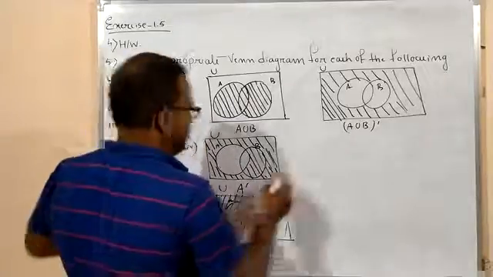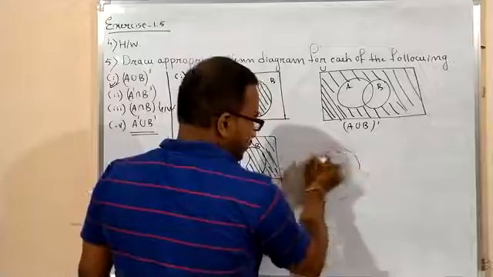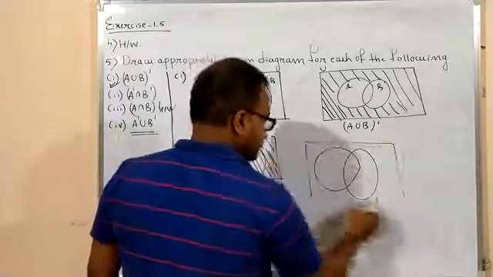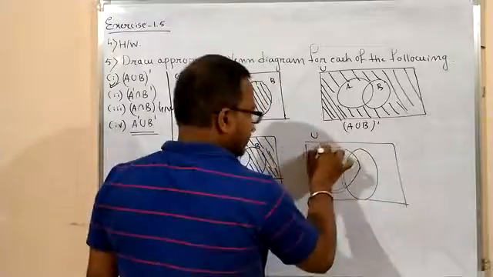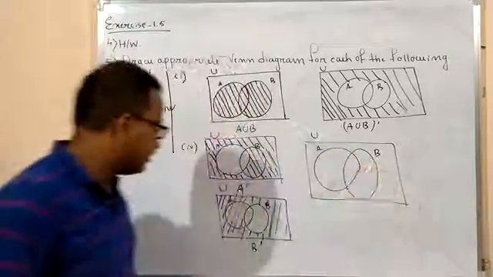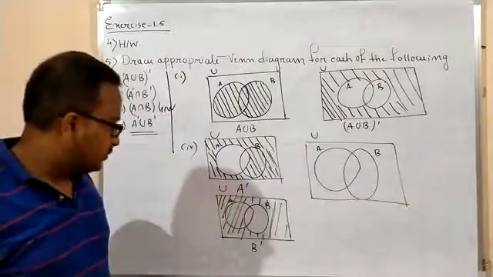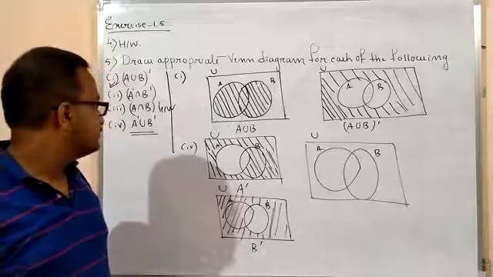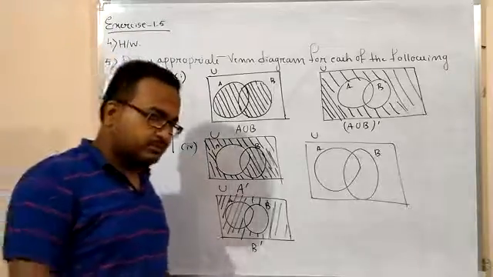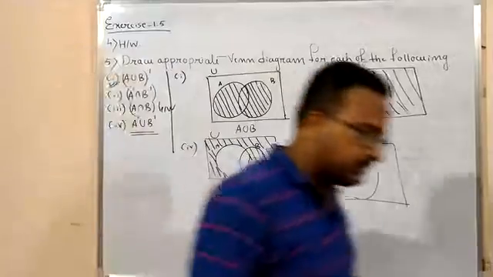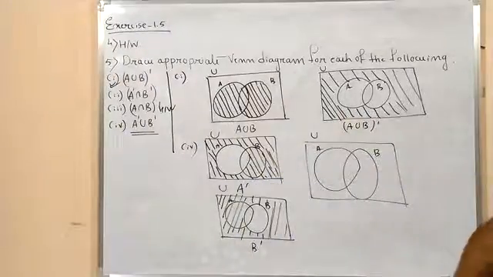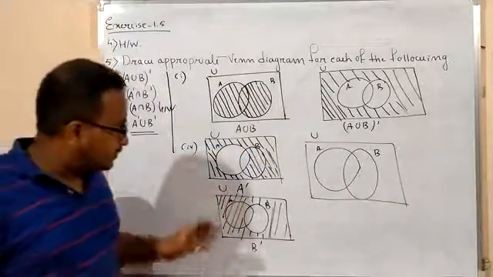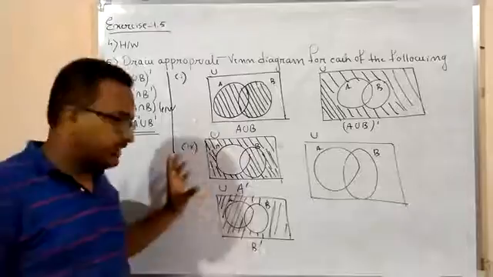Now you have to identify the union of them. So the union of them will be this. This is U, A and B. Now what will be the union of these two? Let me check the question properly, okay? So the union of these two will be what? You have to take the shaded regions, the entire shaded region.